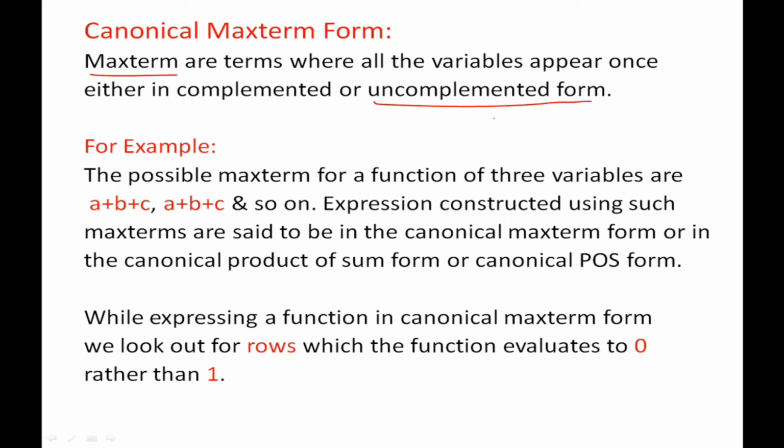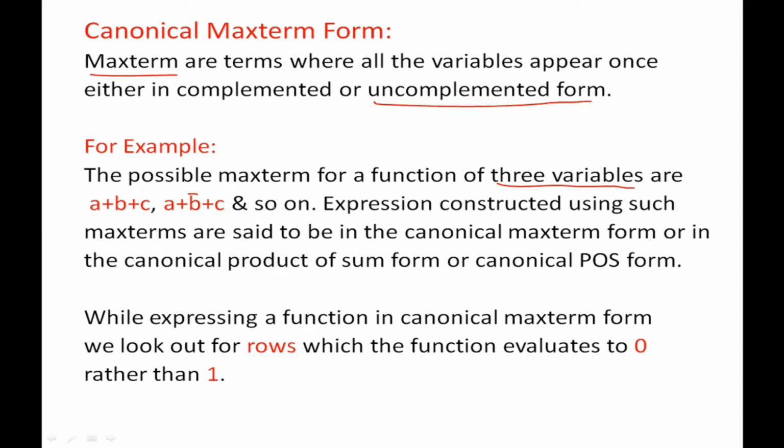So a Boolean function term having all the variables represented either in a complemented or an uncomplemented form is called a max term. So for example, the possible max terms for a function of three variables are a plus b plus c, comma, a plus b plus c bar, and so on. Here I can write it like this: a plus b plus c or a plus b bar c.